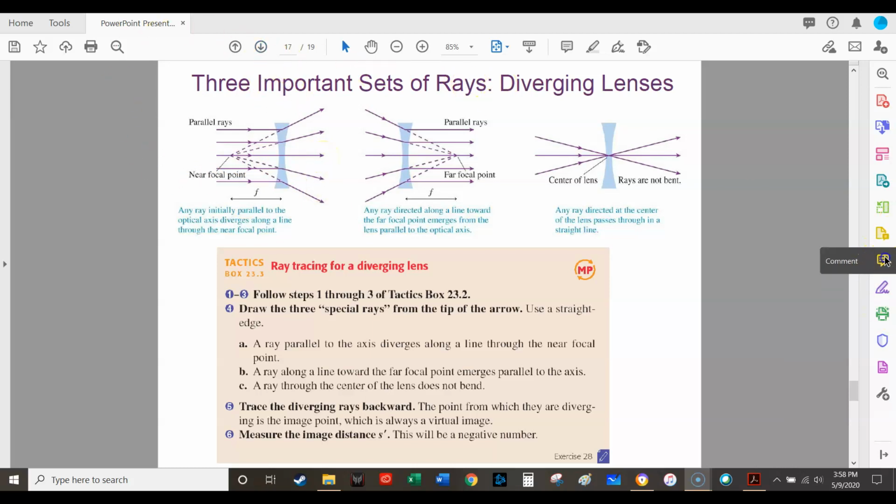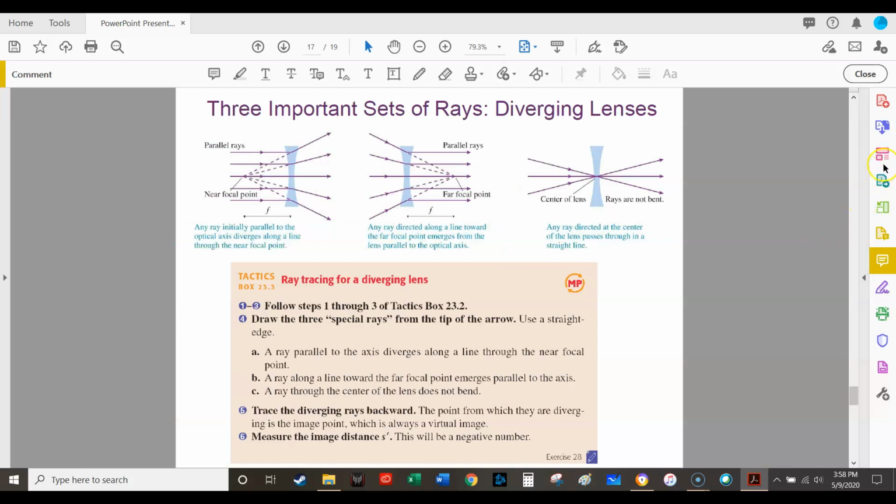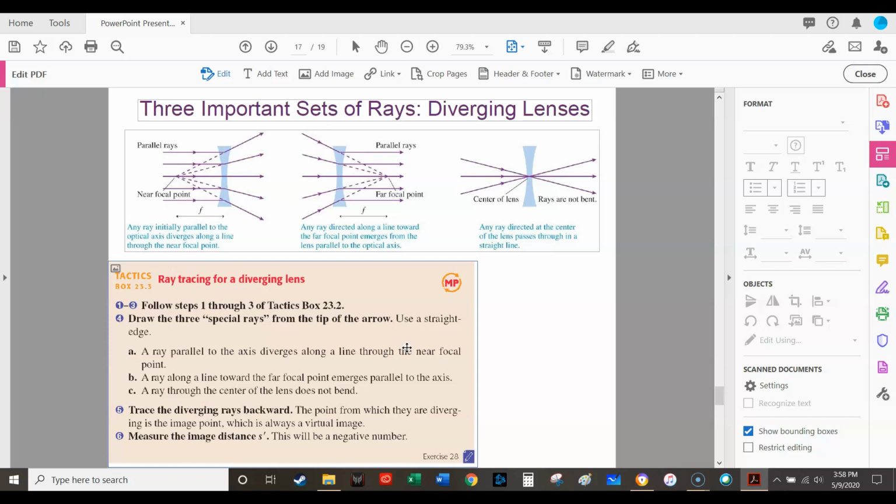I got to mark up the document here. So you're going to write the optical axis. Let me move this over here so I can make a mini drawing.